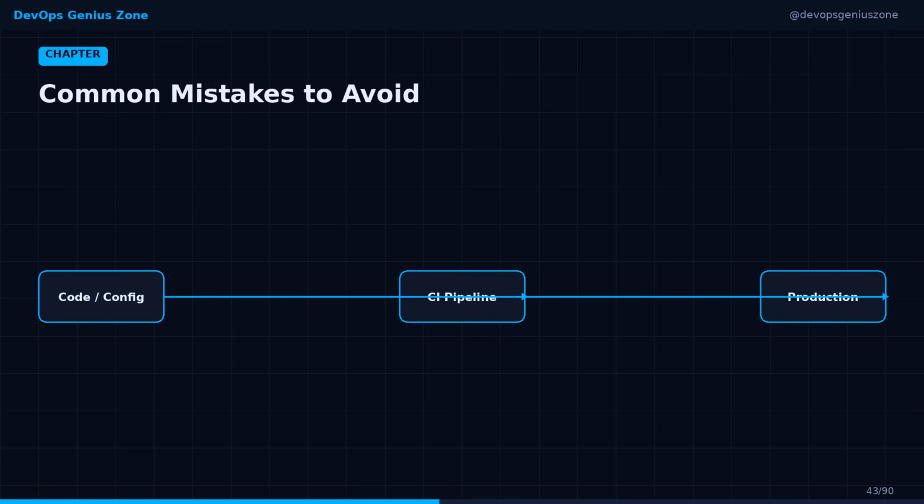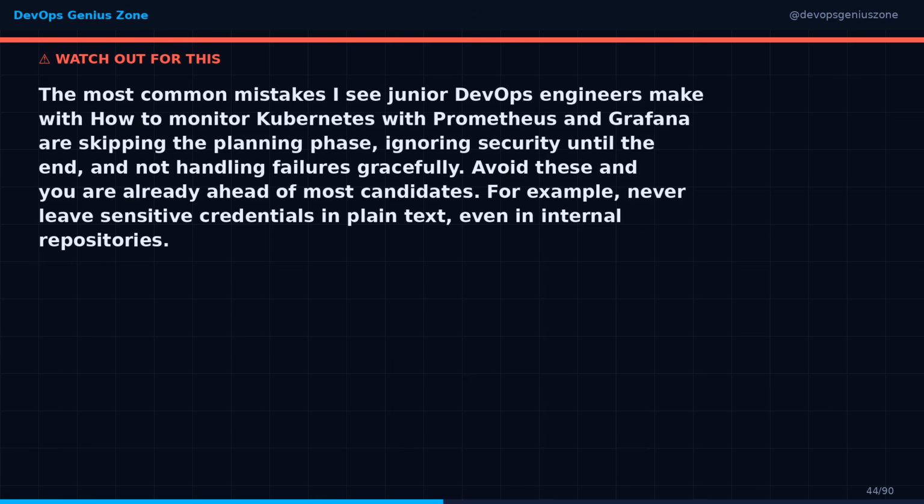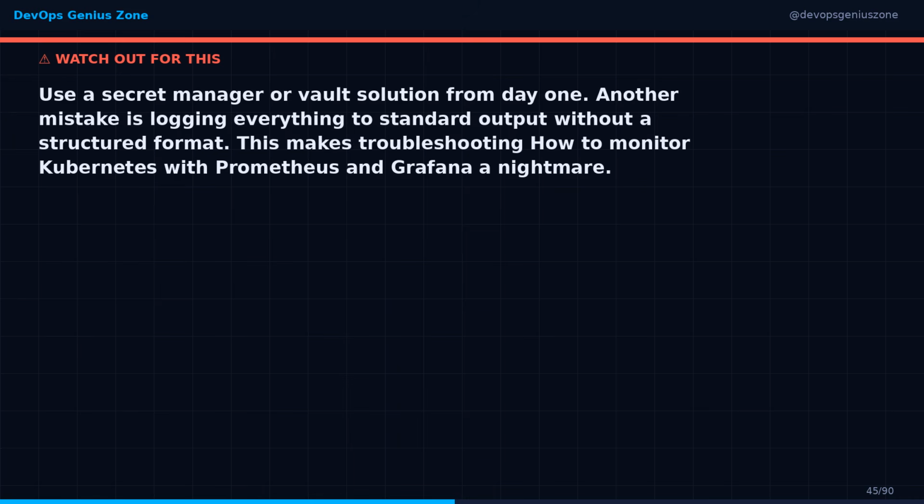Another mistake is logging everything to standard output without a structured format. This makes troubleshooting how to monitor Kubernetes with Prometheus and Grafana a nightmare. I've seen outages prolonged for hours because the logs were unusable. Spend time on your logging strategy from the start. A more subtle mistake I see, even from engineers with a couple of years of experience, is treating how to monitor Kubernetes with Prometheus and Grafana as a one-time setup task instead of an ongoing practice.